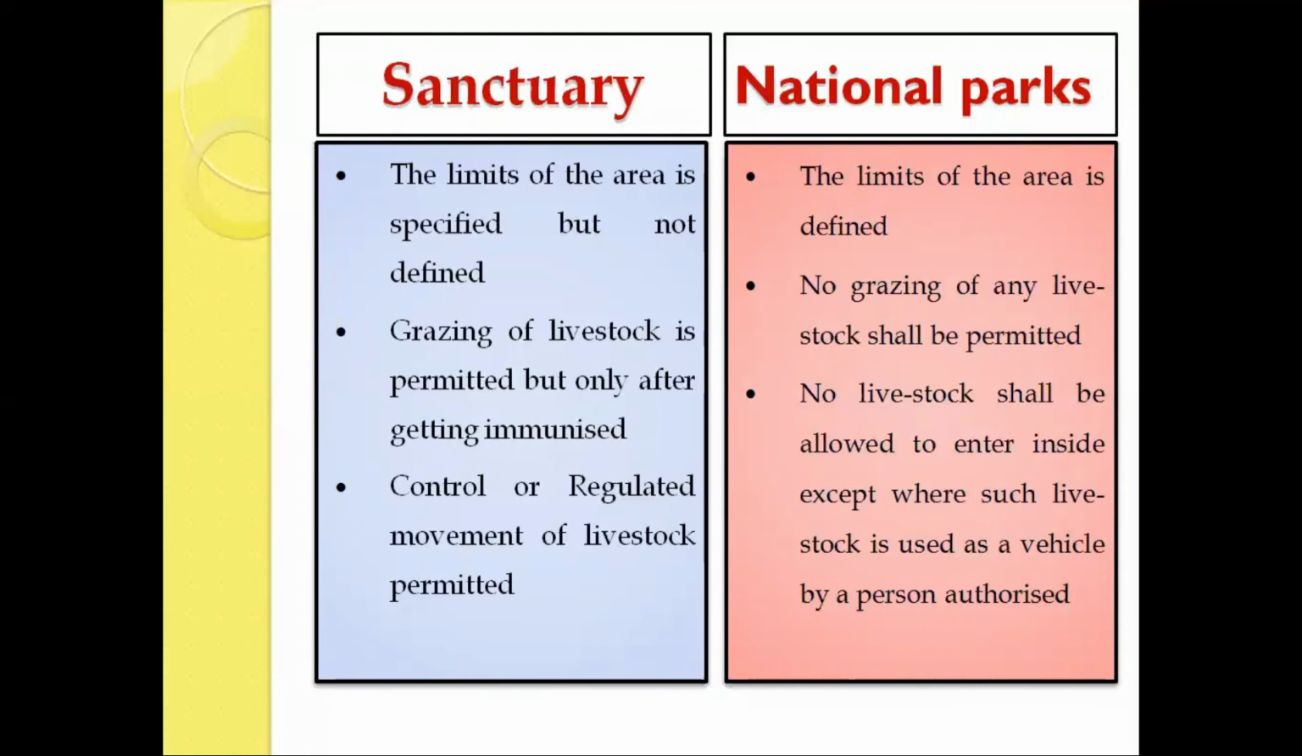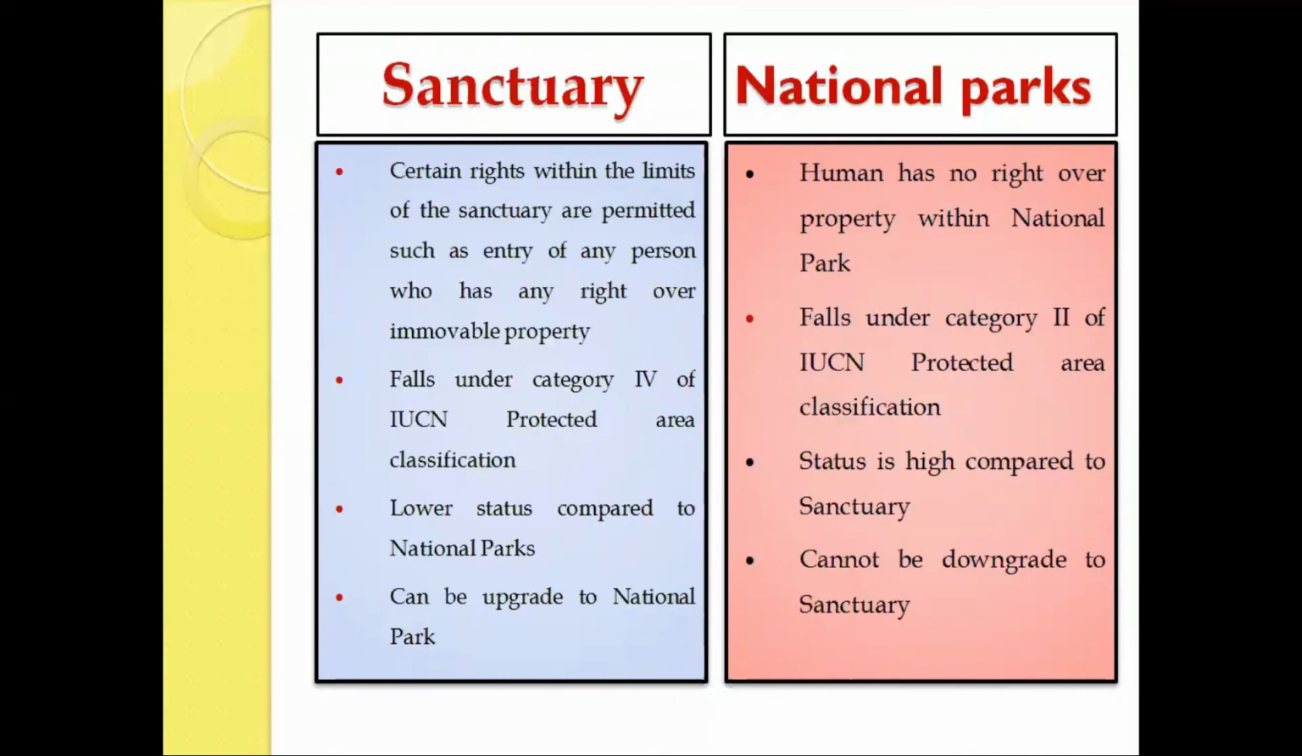In a sanctuary, the controlled and regulated movement of livestock is permitted, whereas in a national park, no livestock shall be allowed to enter inside except when such livestock is used as a vehicle by a person authorized. Next, in a sanctuary, there are certain rights which are permitted within the limit of the sanctuary, such as the entry of a person who has any rights over any immovable property, whereas humans have no right over property within the national park.